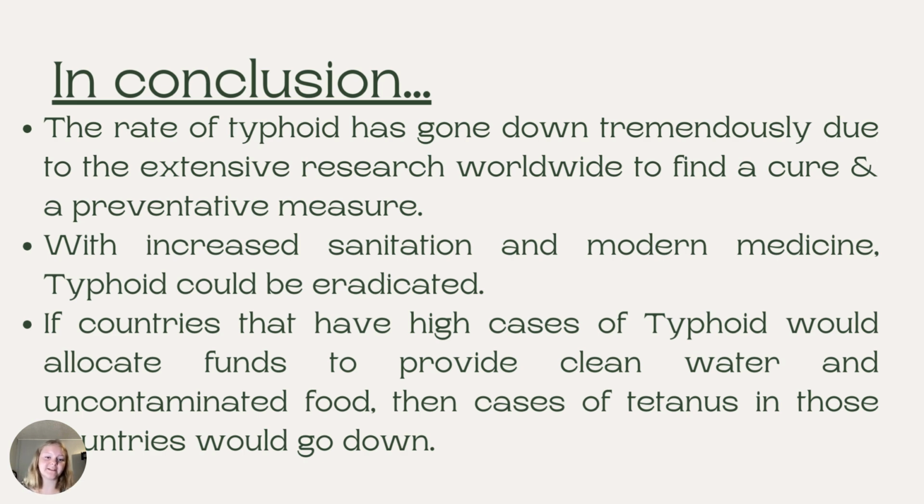So if countries with high cases of typhoid would allocate funds to provide clean water and uncontaminated food, then cases of typhoid in these countries would go down. So, to me that just seems obvious, but I think providing for the people is the most important thing that you should be doing in a country, but some countries just don't have that on their minds. So if typhoid is so prevalent in your country, you obviously need to be doing something to fix that.